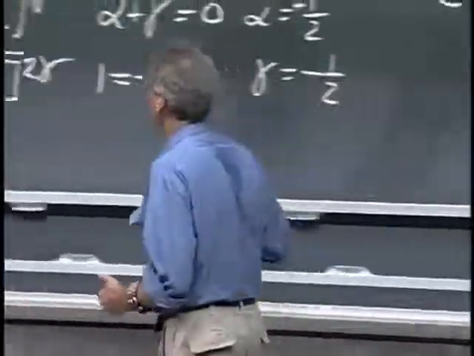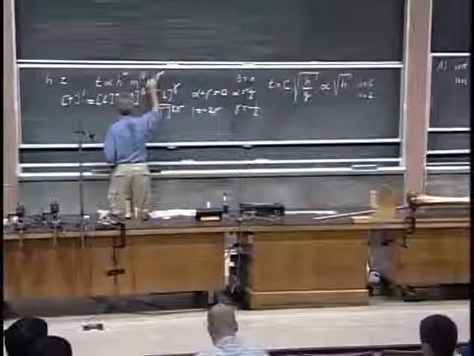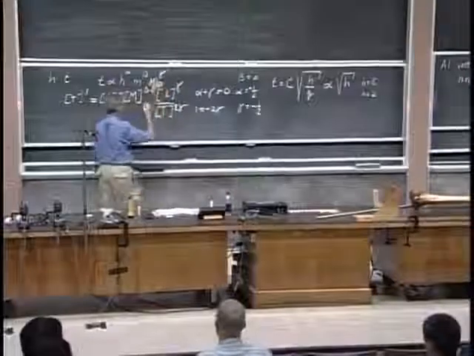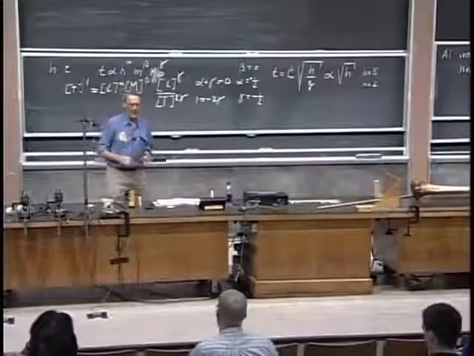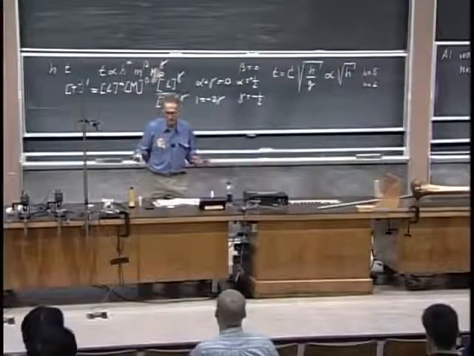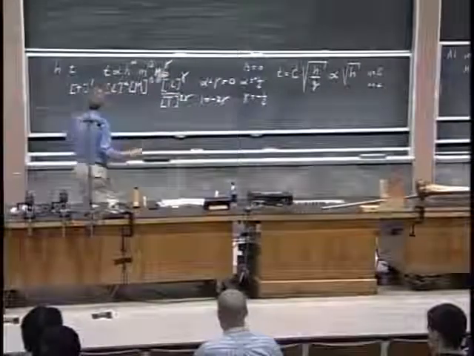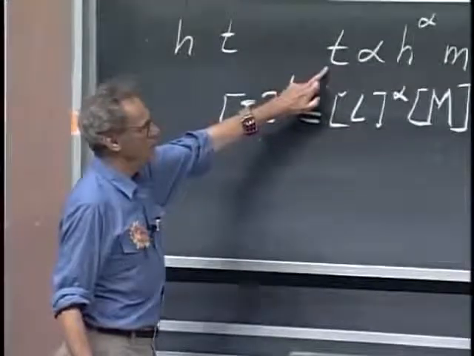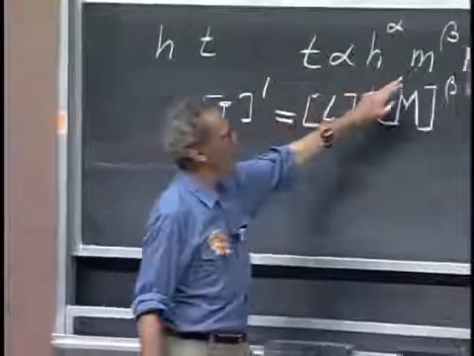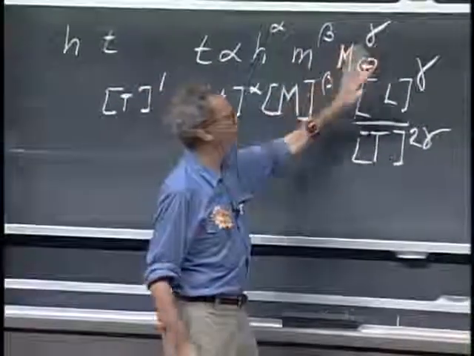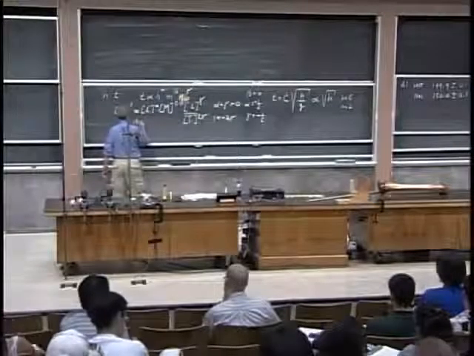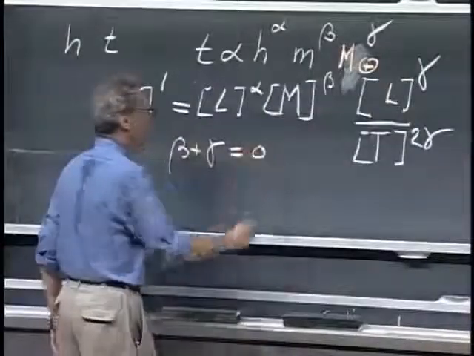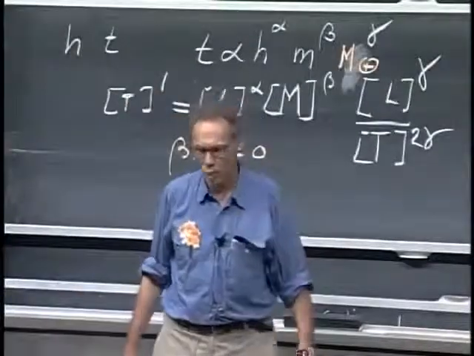So now I would put in the mass of the Earth here. And I start my dimensional analysis, and I end up dead in the water. Because you see, there is no mass here. There is a mass to the power beta here and one to the power gamma. So what you would have found is beta plus gamma equals 0, and that would be end of story.